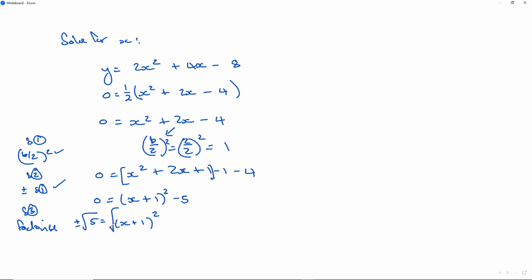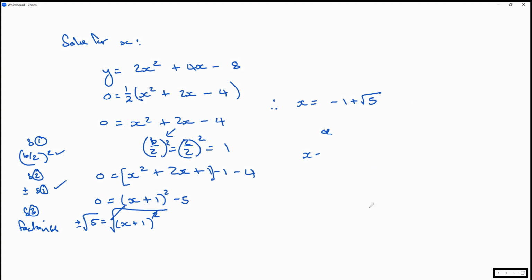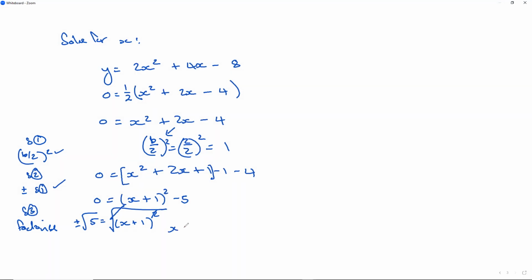You're going to square root both sides to cancel out the square term. And so therefore, you're going to have x equals to minus 1 plus root 5, or x equals to minus 1 minus root 5. And answer, we did not state it in the question, but we're just going to leave it in the surd form like that.